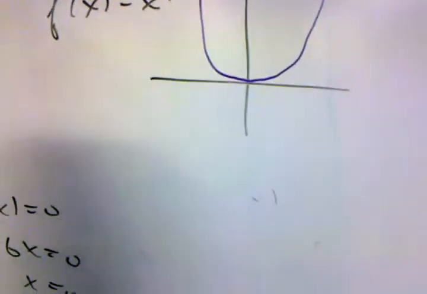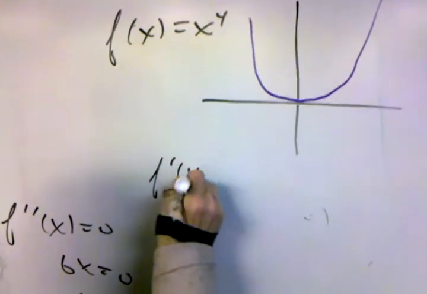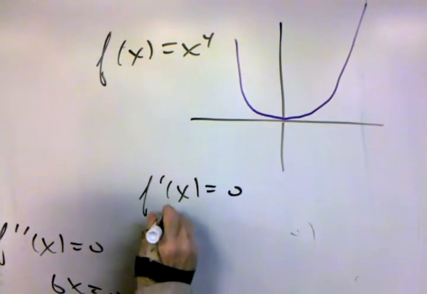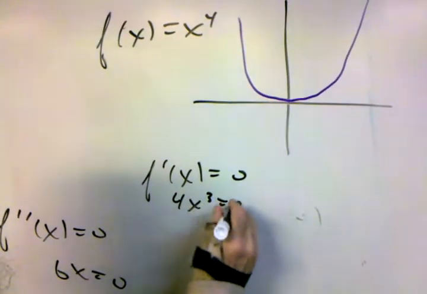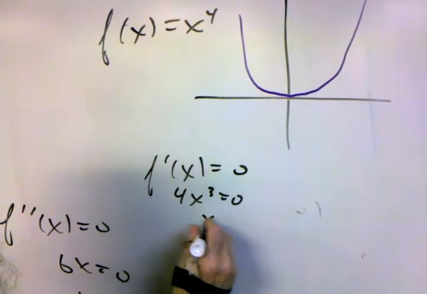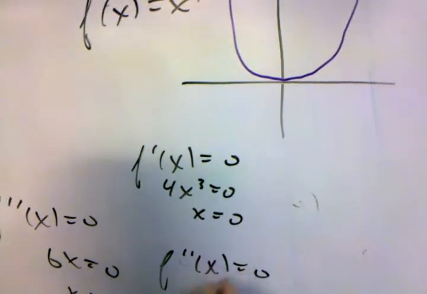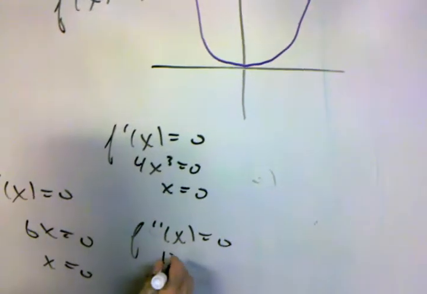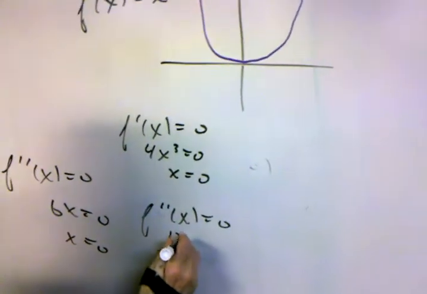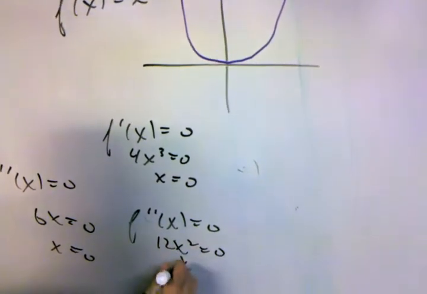If I take the first derivative, f prime of x, and set it equal to 0, I will have 4x cubed equals 0. When does this happen? This happens when x equals 0. f double prime of x equals 0. When does this happen? The second derivative, which is 12x squared, is 0. It also happens when x equals 0.